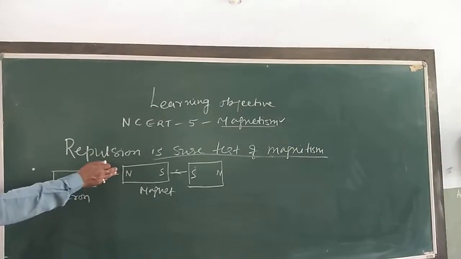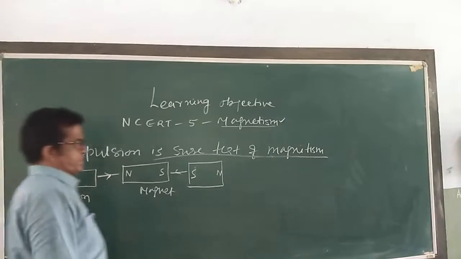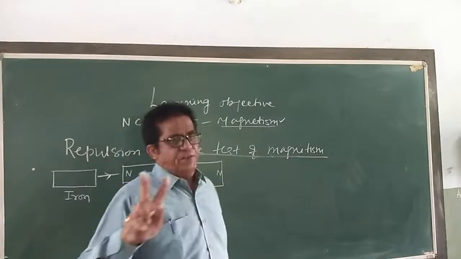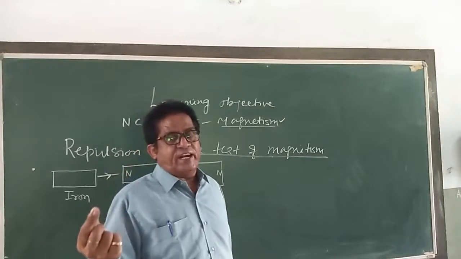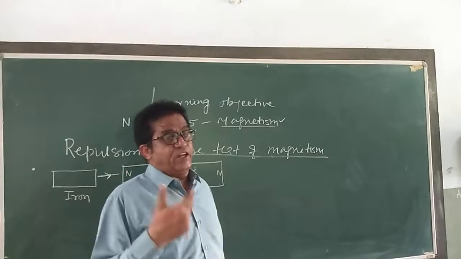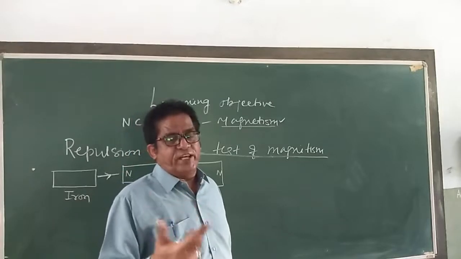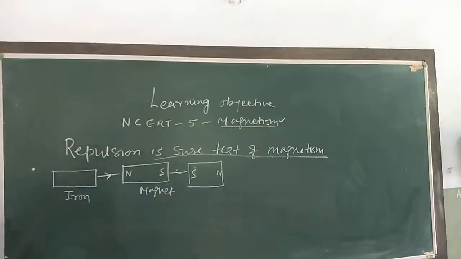Hence, the repulsion occurs between the testing bar magnet and one of the two given pieces. दो given pieces ले लीजिए और एक bar magnet ले लीजिए. Bar magnet will attract iron and one pole of the magnet. Another pole will repel. As soon as the repulsion occurs, you can immediately say that this is the magnet. Okay, so repulsion is the sure test of magnetism.